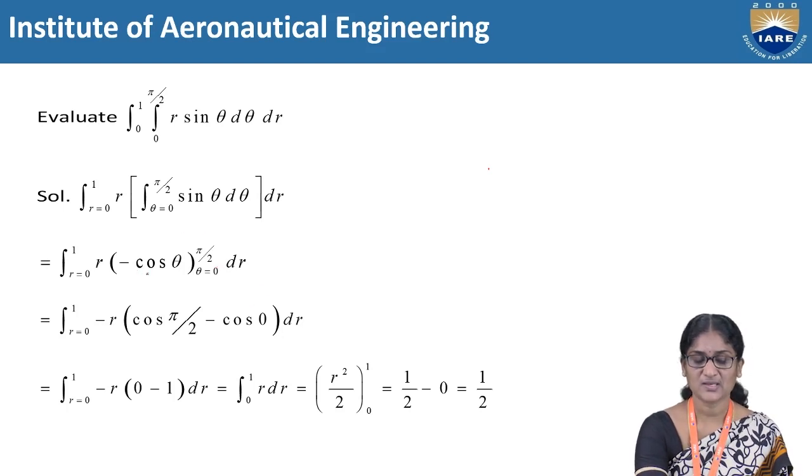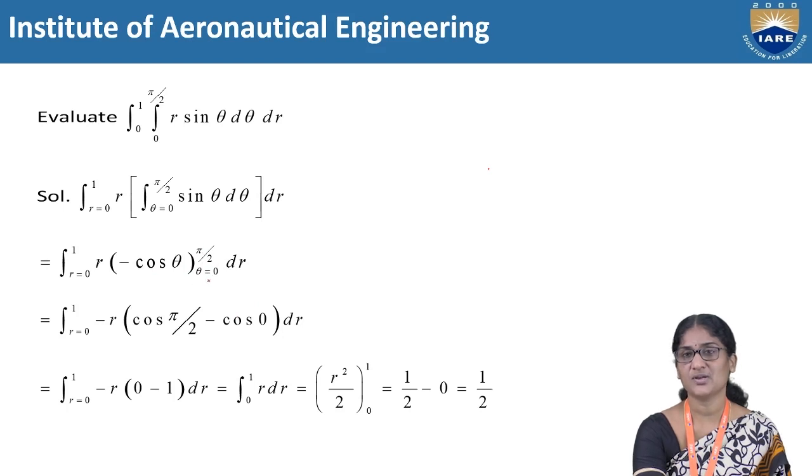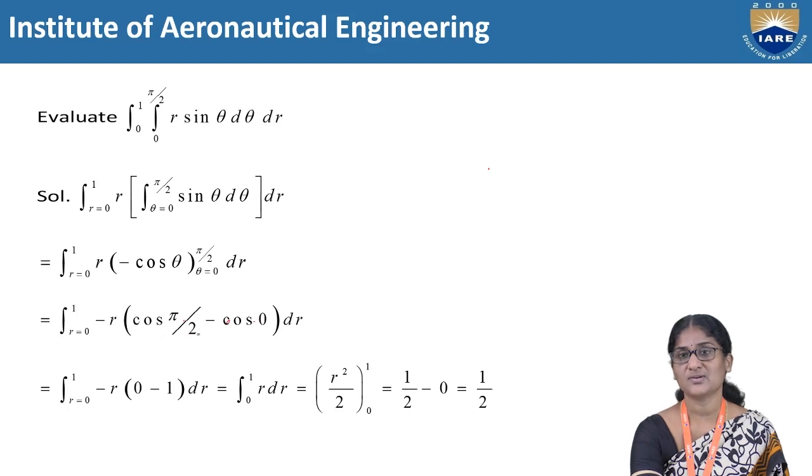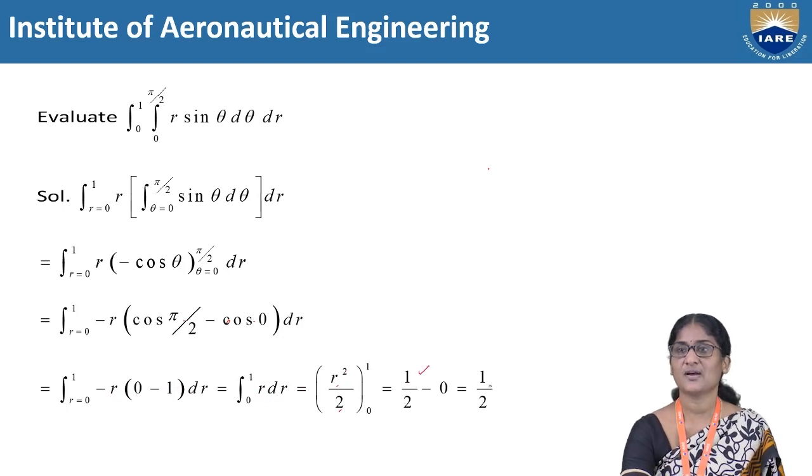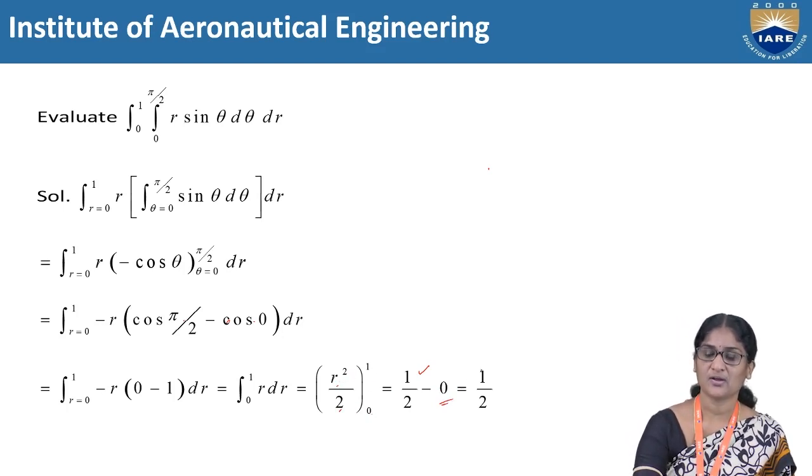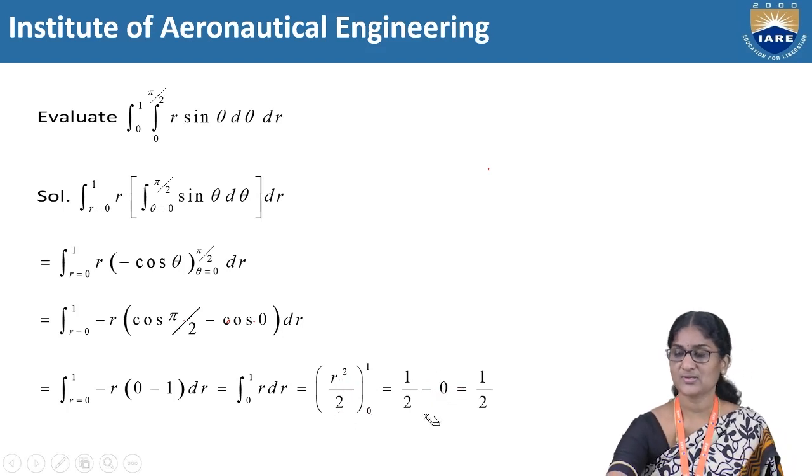Integral of sine theta is minus cos theta, with upper limit pi by 2 and lower limit 0. So cos pi by 2 minus cos 0, and cos pi by 2 is 0 and cos 0 is 1. So minus of minus 1, minus of minus is plus, r into 1 is r. So integral of r dr is r square by 2, which is equal to half minus 0, because the lower limit of r is 0. So the value is half. So very easily you can find the value in the polar case also.